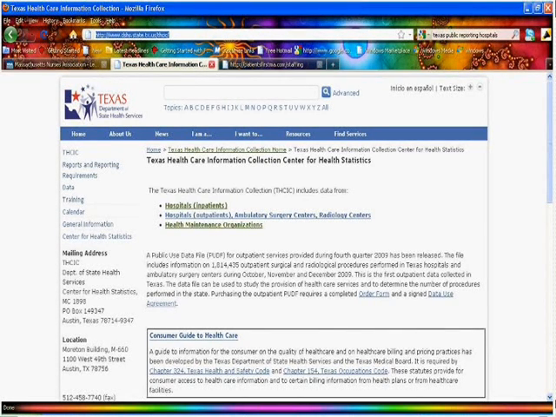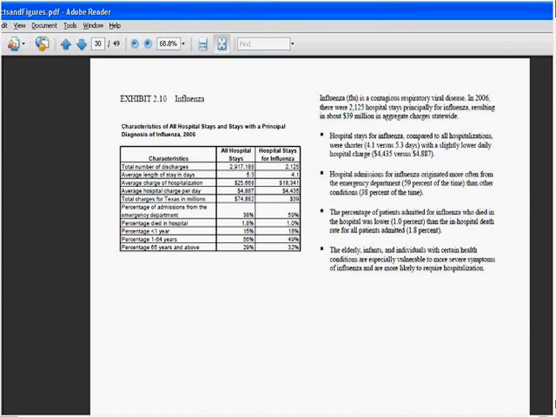I want to draw your attention to the little box that mentions below the Consumer's Guide to Healthcare and what the purpose of these data collections are and the law that makes them mandatory. So these data are being collected. There's a tremendous amount of data available to consumers and to researchers to use to make decisions.